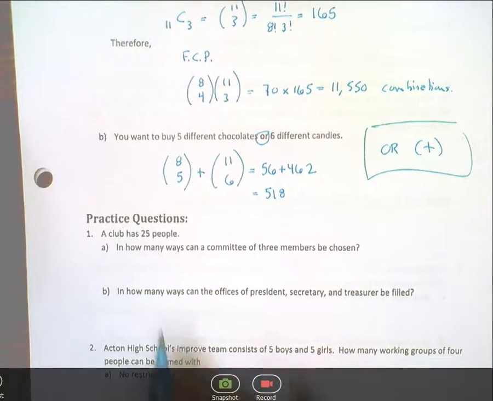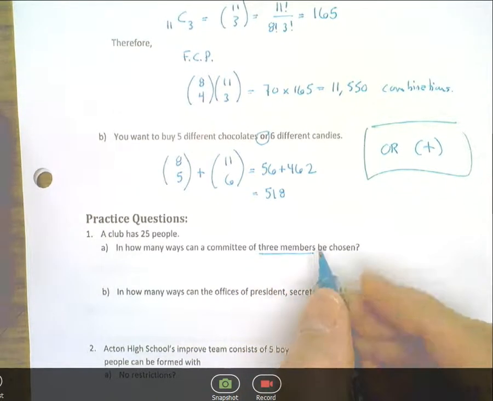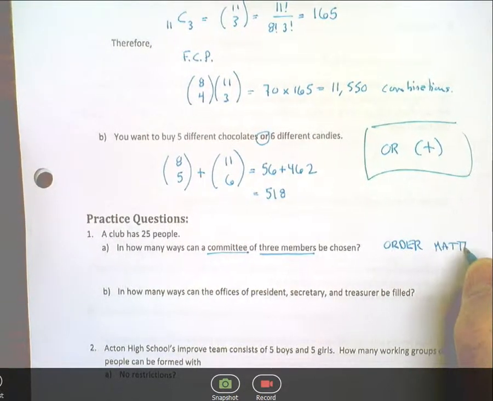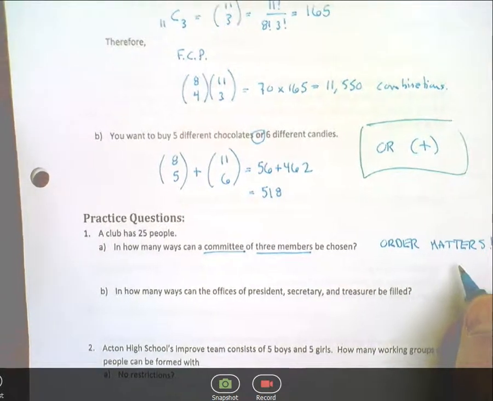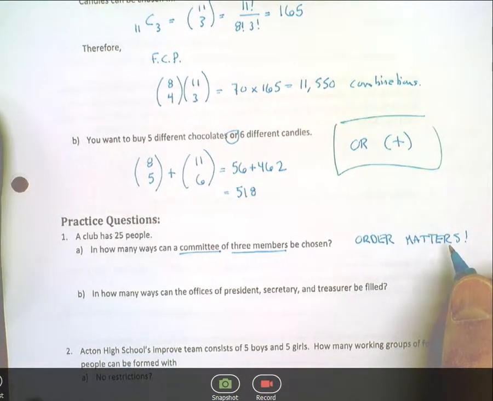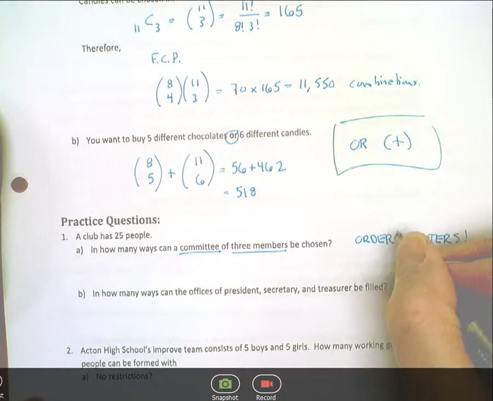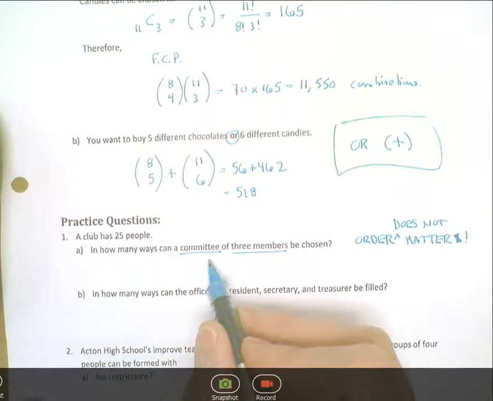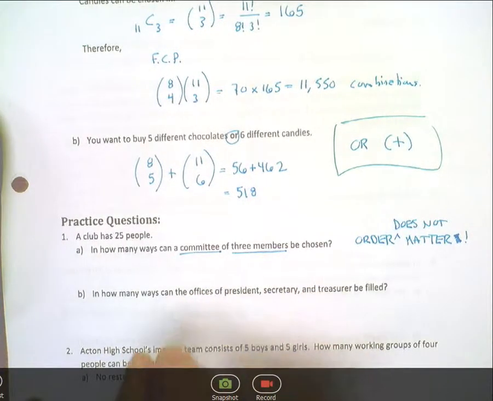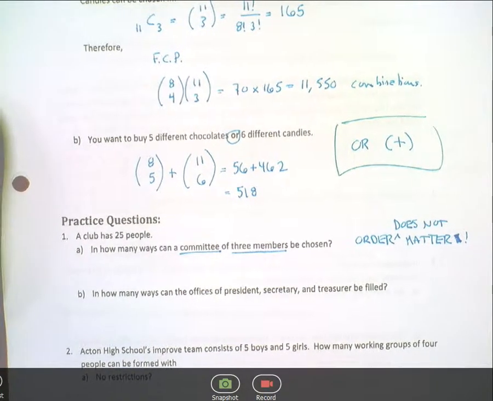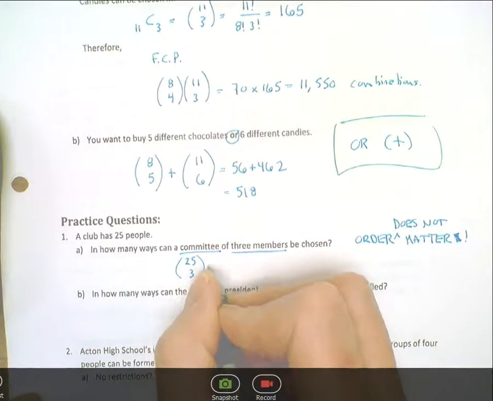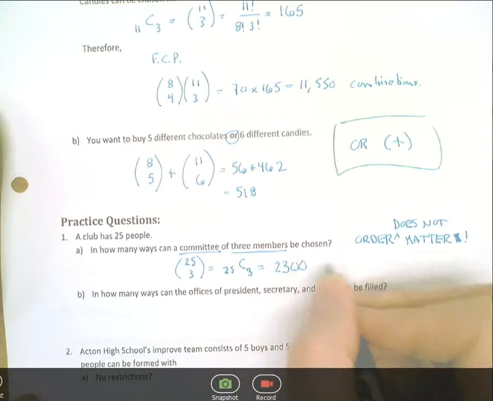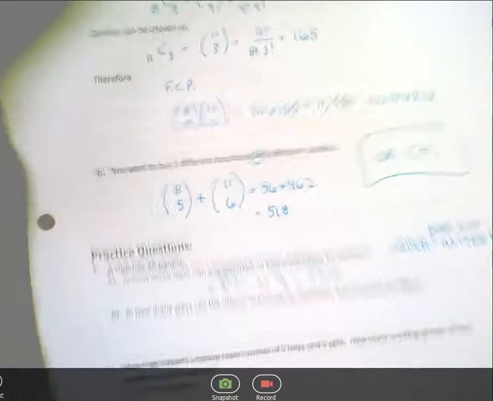Say you have a club that has 25 people. How many ways can a committee of 3 members be chosen? Now, when it says a committee, order does not matter. This is the tricky part of this course, where you're thinking about order mattering or not mattering. It's just a committee, right? There are 3 members being picked. They don't have specific roles. We're just saying, hey, grab 3 people out of 25. So that's 25 choose 3, which is 25 C 3. There are about 2,300 different groupings of 3 people you can make from the 25 people in that club.